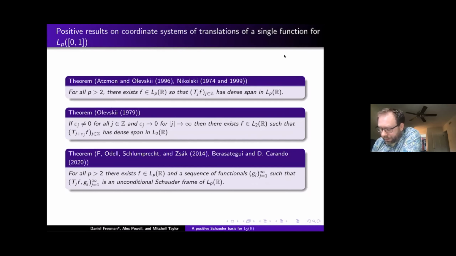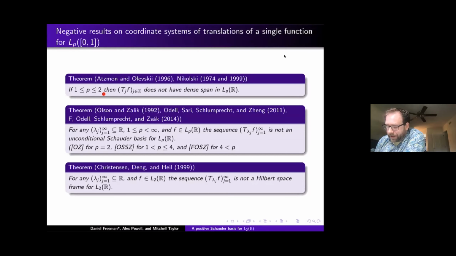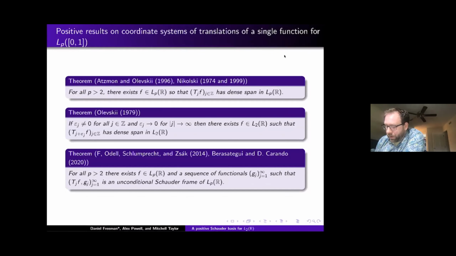And here are some positive results. If p is bigger than 2, then you can always find a function which has dense span in capital LP if you translate by integers. Here, if p is less than or equal to 2, translation by integers will never have dense span. And this follows from a pretty simple Fourier transform argument. But for p bigger than 2, you can get dense span. And the reason for that is that the Fourier transform on LP for p bigger than 2 gives you a distribution as opposed to an element of LP.